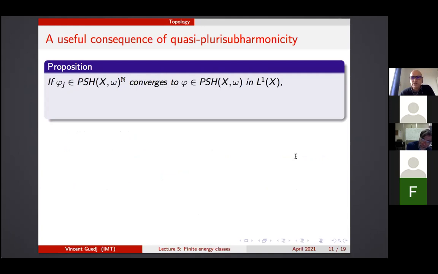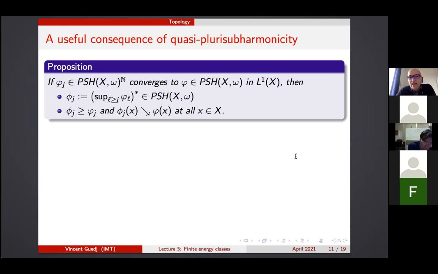So imagine you have phi_j, which is a sequence of omega-psh functions, which converge to phi, say, in L1. Then I make the following construction. I take the supremum of this function phi_l when l is greater or equal than j, and I take the upper semi-continuous regularization. Then my claim is that this guy is omega-psh. And moreover, by definition, this is obvious, capital Phi_j is greater or equal than the phi_j I started with. And the final point is that this Phi_j decreases at all points towards the function phi.